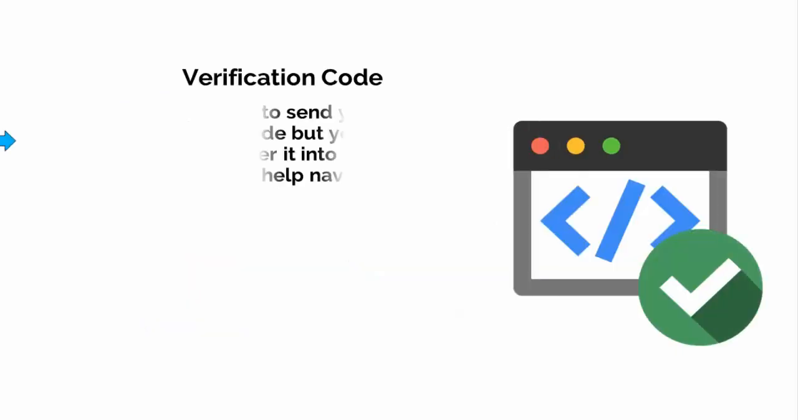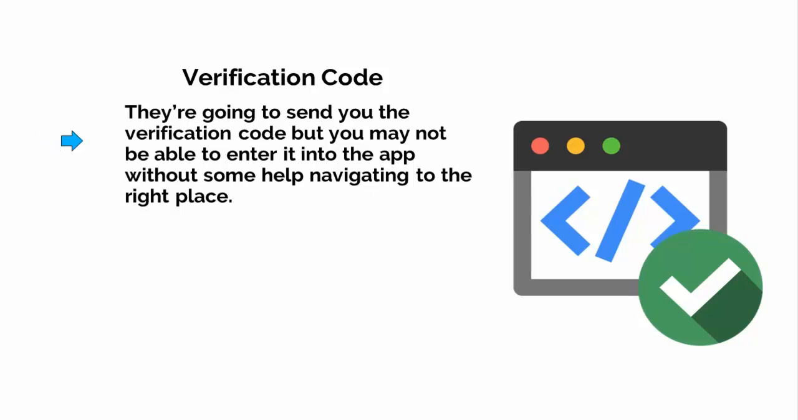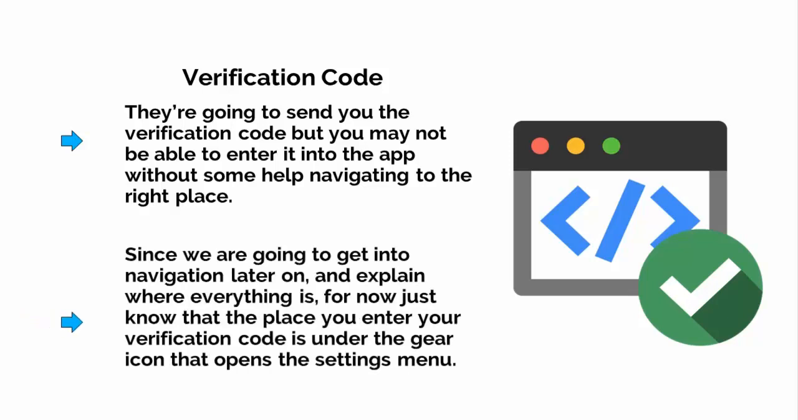Verification code. They're going to send you the verification code, but you may not be able to enter it into the app without some help navigating to the right place. Since we're going to get into navigation later on and explain where everything is, for now, just know that the place you enter your verification code is under the gear icon that opens the settings menu.